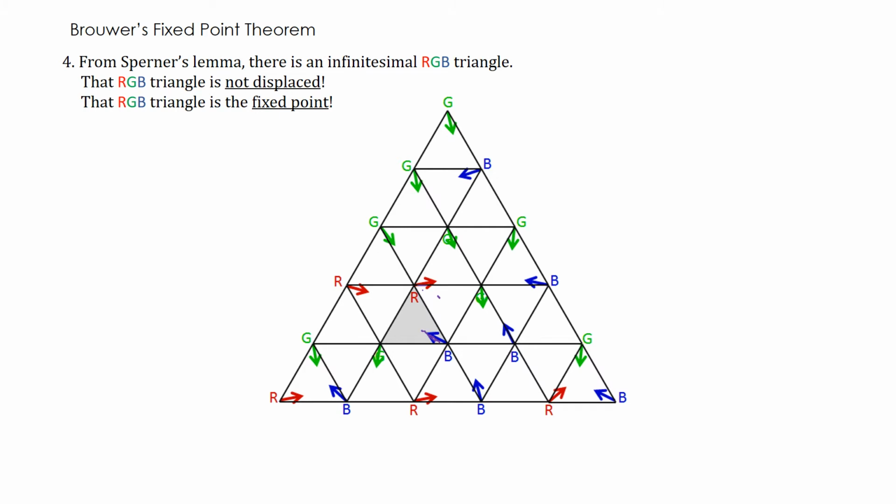Unlike, say, this triangle, which is clearly moving in this direction, and so is this triangle. This triangle is moving somewhere in this direction, maybe a combination of blue and green, but this RGB triangle is not getting displaced. Likewise, this RGB triangle is not getting displaced, and in fact, it is getting compressed a little bit. So this is a fixed point that is not getting displaced.